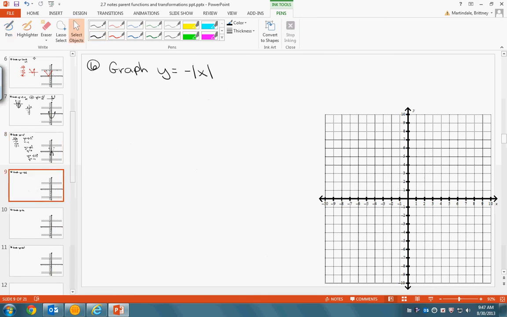Number 6, again, I just think a t-table is safest. So we at least know that the parent graph looks like this. Again, you do not have to graph it. I'm just trying to show you that. So let's do a t-table from -1 to 1. Take a moment, pause the video, and do it yourself.